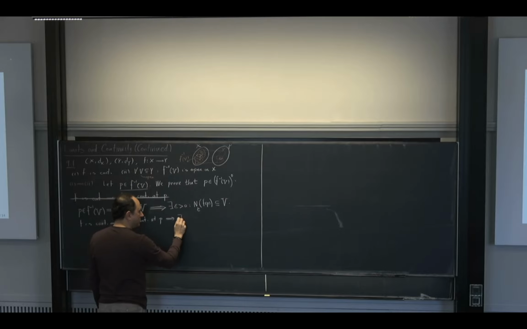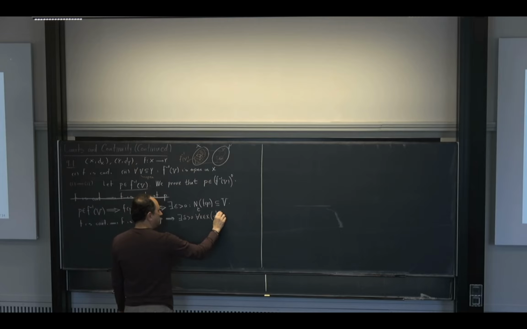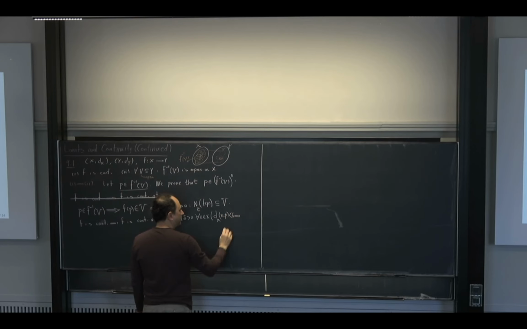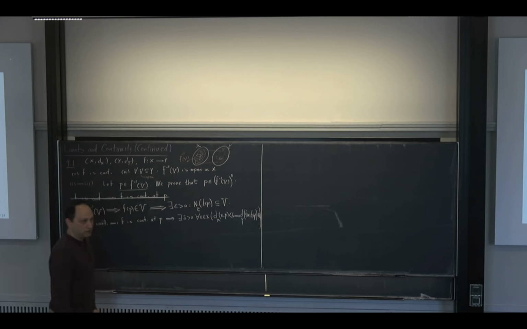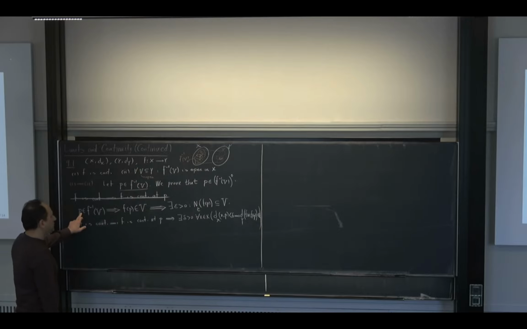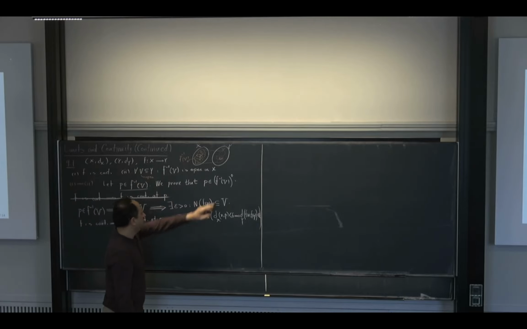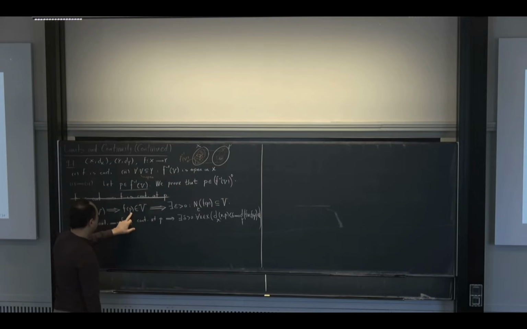There exists a delta such that for all x in X, if the distance between x and P on the x side is less than delta, then it guarantees that the distance between f of x and f of P on the y side is less than epsilon. Do you agree with what I have written? Yes? So I assume this one because my goal is to show that every point is an interior point. So from this one, I concluded that one.